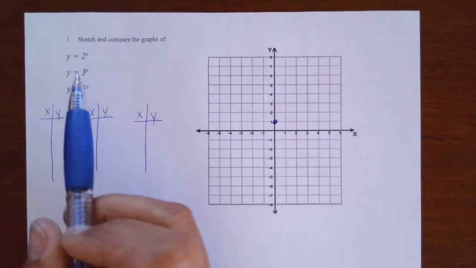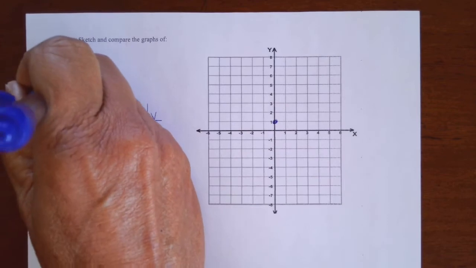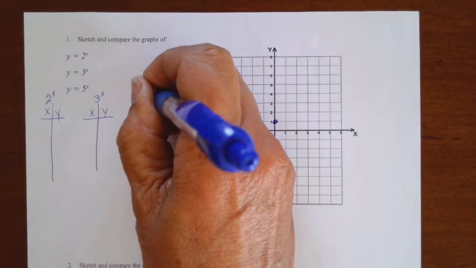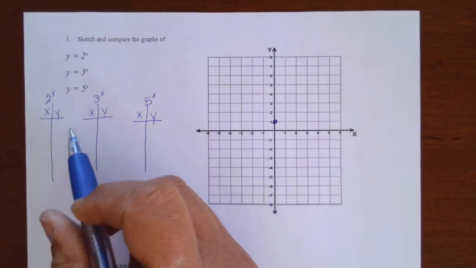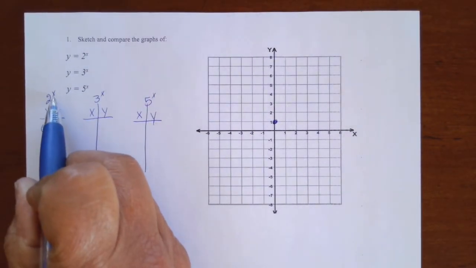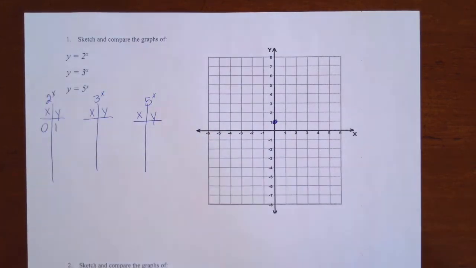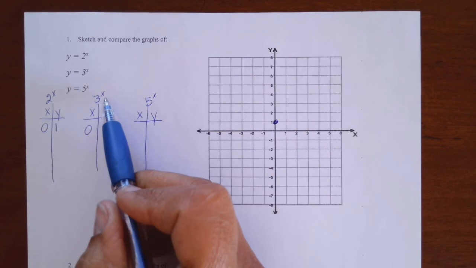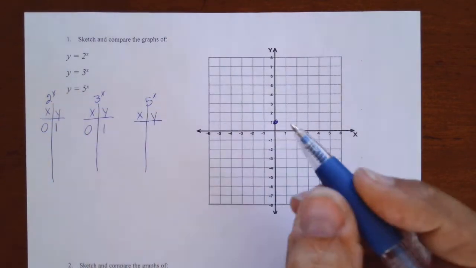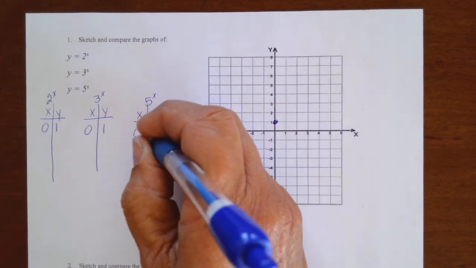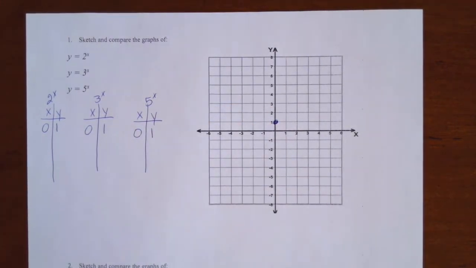So let's start with 2 to the x. Okay, so here's 2 to the x. This is our 3 to the x values and our 5 to the x. Okay, so we started off with x being 0. So we said 2 to the 0 power is 1. Same thing with 3 to the x. If I put 0 in for x, 3 to the 0 power is 1. And if I put 0 in for 5 to the x, 5 to the 0 is also 1. Okay, so those are all the same no matter what.